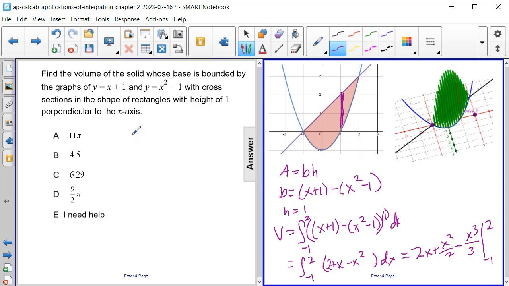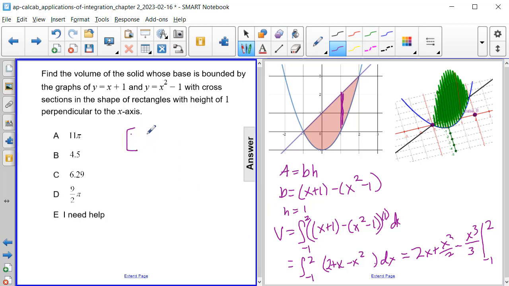And when we do that, I'm going to continue my work over here. We're going to have 2 times 2, which is 4, plus 2 squared, which is 4, over 2, which is 2, minus 8 over 3. And then we're going to subtract from that a negative 2 minus a 1/2, or I'm sorry, plus 1/2, because when you square negative 1, you get a positive value. And then it'll be minus negative 1/3, which ends up becoming plus 1/3.